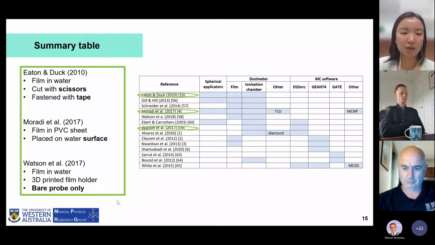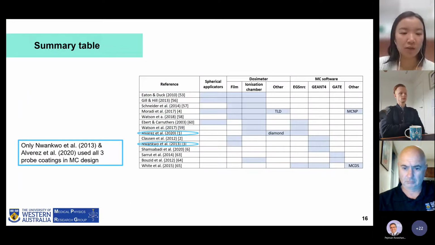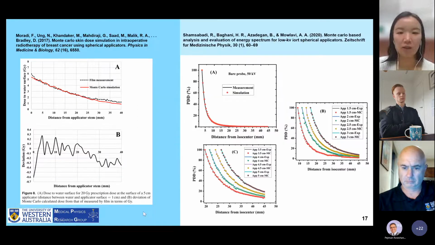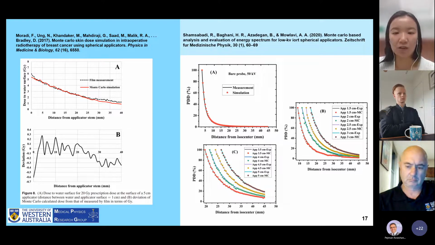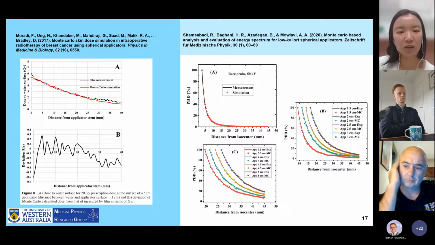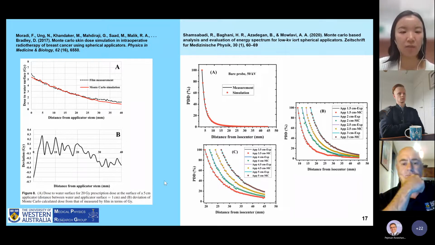In terms of Monte Carlo, only 2 articles use all 3 coatings in their Monte Carlo design. I'll talk a bit more about this later, but it has an effect on the results. This is just a summary of a couple of articles and their results. On the left, Moriarty used Monte Carlo and film, and on the right, Shamsabadi used Monte Carlo and ionization chamber measurements. So just keep in mind the kind of shapes and plots that we're expecting from this thesis.